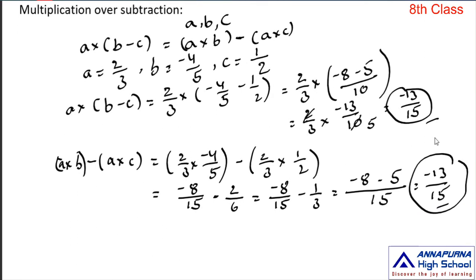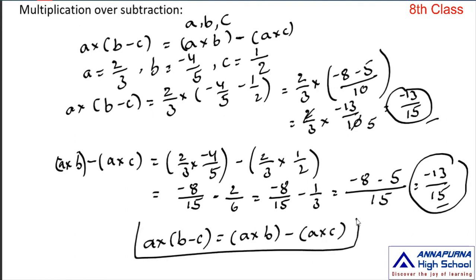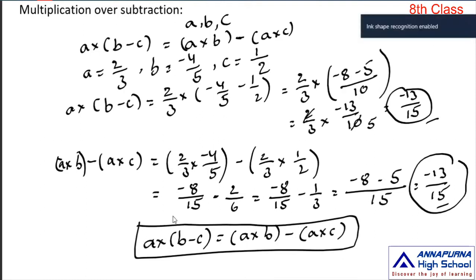That means, in this example, a into b minus c is equal to a into b minus a into c. This is also true for all rational numbers, and this relation will hold for all rational numbers. That means a into b minus c is equal to a into b minus a into c.